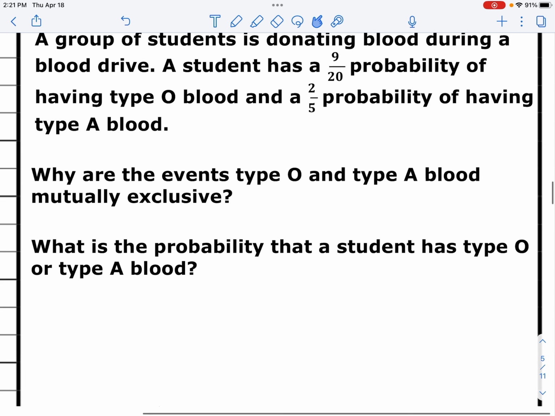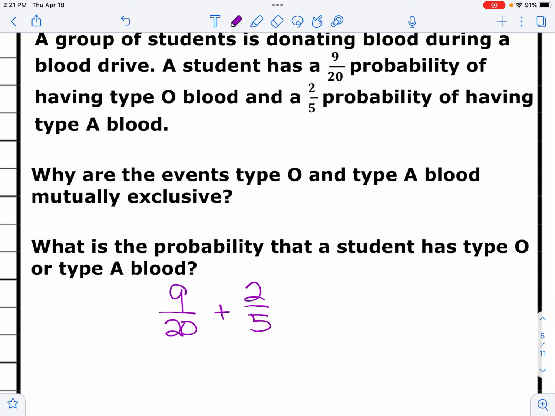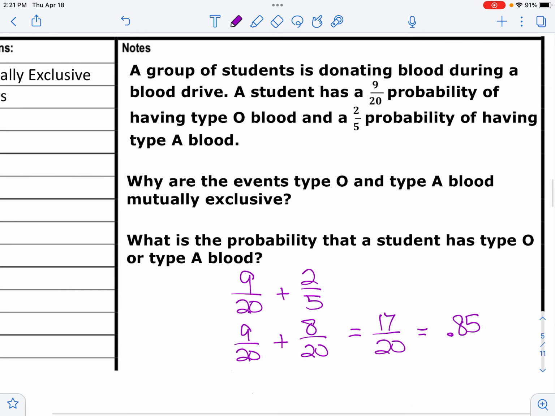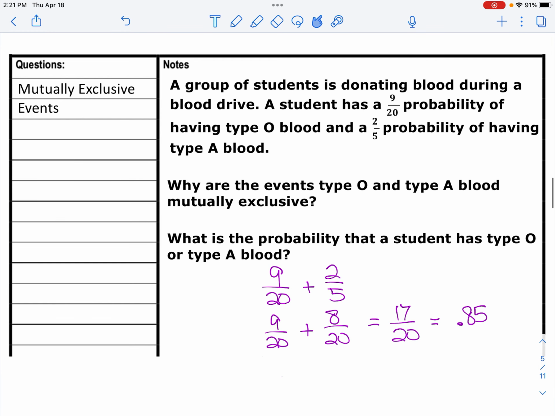So we would simply add these two probabilities together. I would go 9/20 plus 2/5. Remember, when we add, we have to have a common denominator. So this would be 8/20. If I add that, I get 17 out of 20, which is reduced, or you could change it to 0.85 or 85%. So given this circumstance, you have an 85% chance that they have type O or type A blood. Okay, that's not too bad.